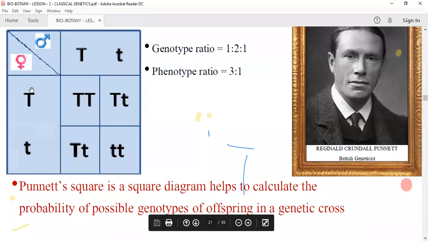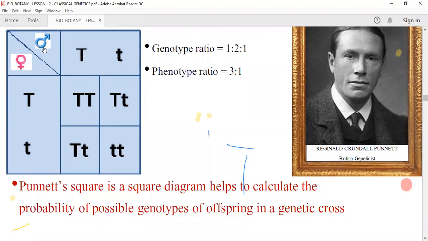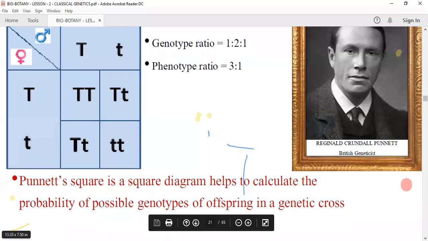Okay. So one side we have to consider as female, and another side we have to consider as male. So we have to take the gametes, capital T, small t, capital T, small t. Together here we can get capital T capital T, homozygous tall, and then capital T small t, heterozygous tall, and here capital T small t, heterozygous tall, and small t small t, this is homozygous dwarf. Okay. So this is about the Punnett square.